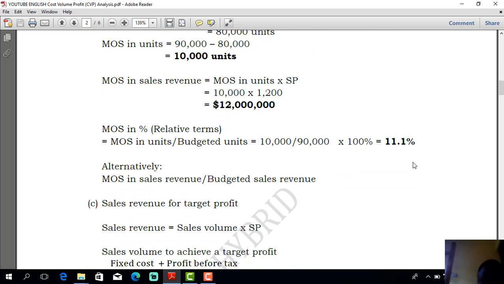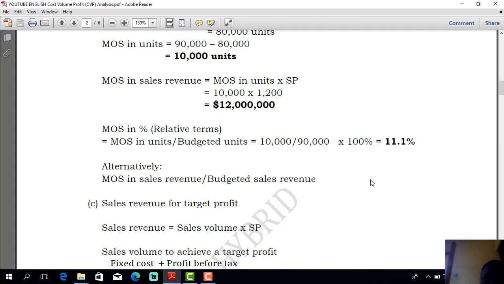As I said earlier, you could also have used sales revenue instead of sales units, at which point you could have used margin of safety in sales revenue, which you already have here, 12 million, over budgeted sales revenue. Actually, we haven't computed the budgeted sales revenue, but we all know that sales revenue equals selling price times budgeted units. Selling price was 1,200, budgeted units were 90,000, so you would have obtained the same answer.